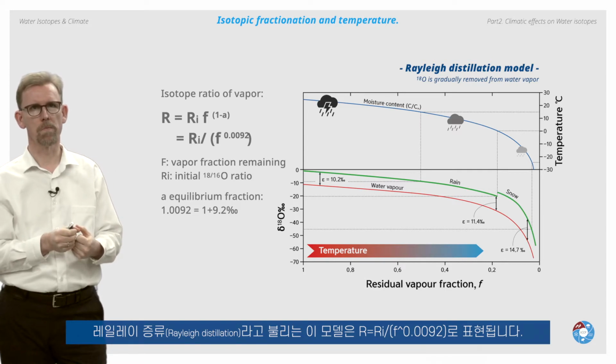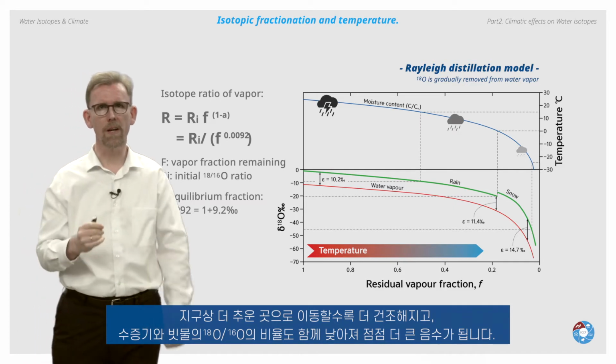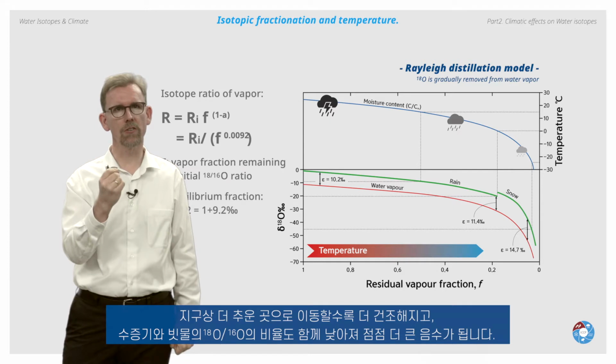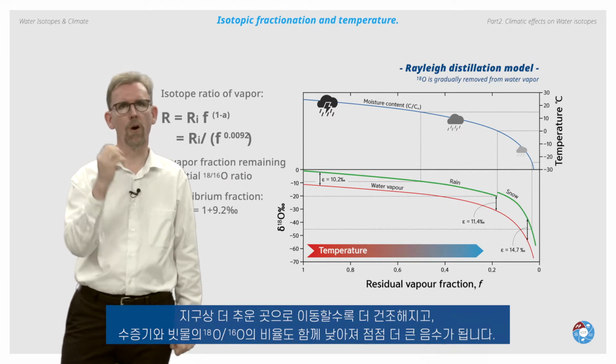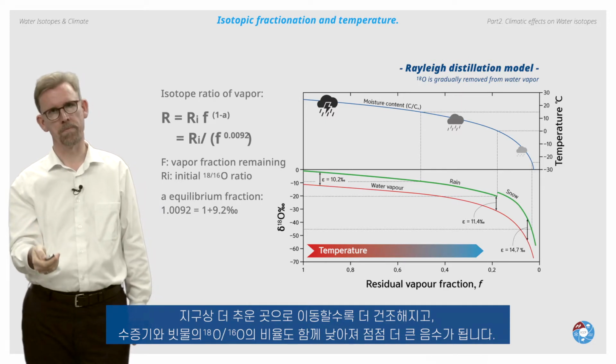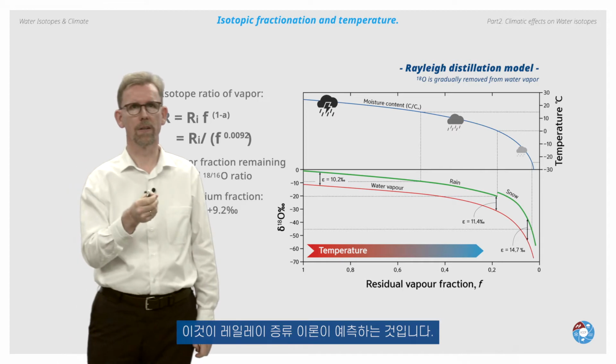0.0092. The colder it is on our planet, the drier it will be, and the lower, more negative, the 18O to 16O ratio of both water vapor and rainfall will be. This is a prediction of the theory.